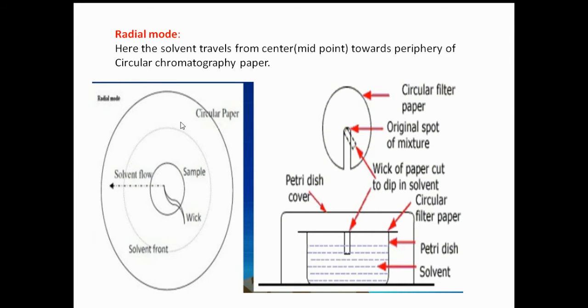Now the solvent will be flowing on all sides. When it is flowing towards the edges, towards the circumference of the circle, as it is interacting with the sample, the components will get separated. Instead of detecting them in the form of spots, you can find the components in the form of a ring, like this, a ring which is there here as a solvent front. Suppose we are finding only one ring, then we can say that there is only one component in the sample. So in this way, radial mode is done.